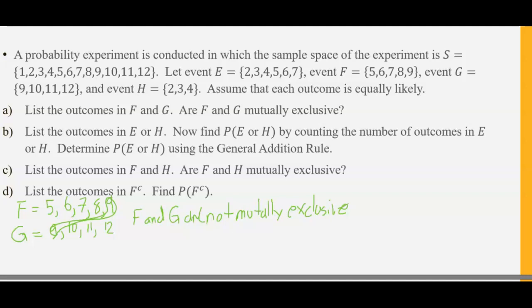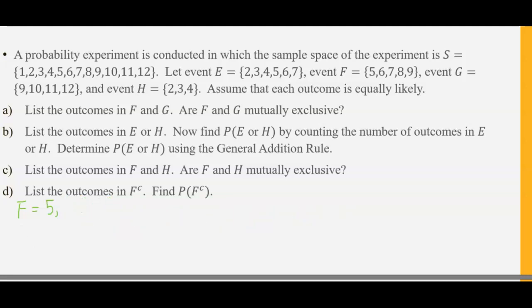So let's move on to B. B says list the outcomes in E or H. Find the probability of E or H by counting the number of outcomes in E or H. Also, determine the probability of E or H using the general addition rule. So first, let's list the outcomes. E has 2 through 7, so 2, 3, 4, 5, 6, 7. H has 2, 3, 4.